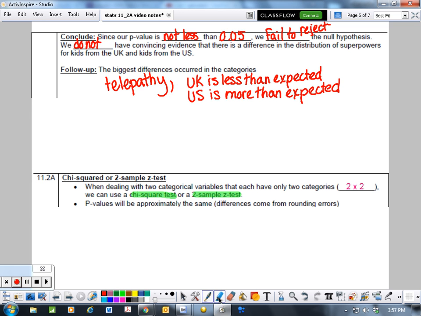Okay, next thing. The chi-squared or the two-sample z-test. When we're dealing with two categorical variables that only have two categories, so when we look at our table of data, we're really going to have a 2x2 table. Then we can use a chi-square test or a two-sample z-test. And what we're going to find is our p-values will be approximately the same. The only differences that may happen may come from some rounding errors from not using exact decimals.